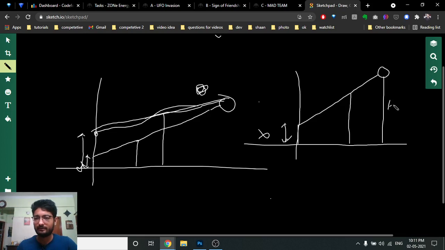This is actually height, this is actually distance, and this is small h, and this is small d. Then you actually want to find out this. So what you can simply do is draw a line like this and draw a line like this.